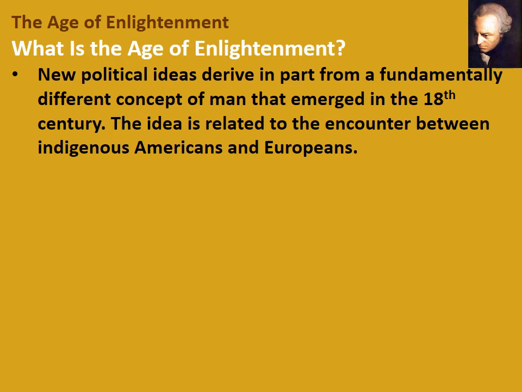What do I want to say here? Oh, right. So I think I mentioned this in class. New political ideas in the Enlightenment are partly the result of America. Yes, not the United States, but the Americas, I should say, North, South, and Central. New political ideas derive in part from a fundamentally different concept of man that emerged in the 18th century. So here in the Enlightenment, in the 18th century, we have a radically new idea of what a human being is. Part of the way this idea changed is because of the encounter between the indigenous Americans and the Europeans.